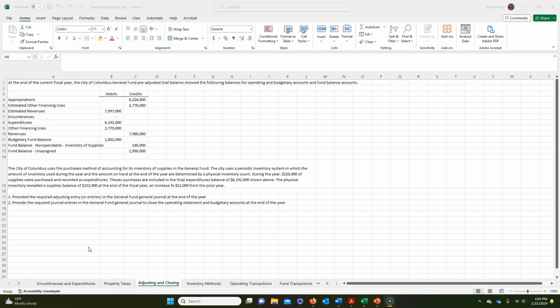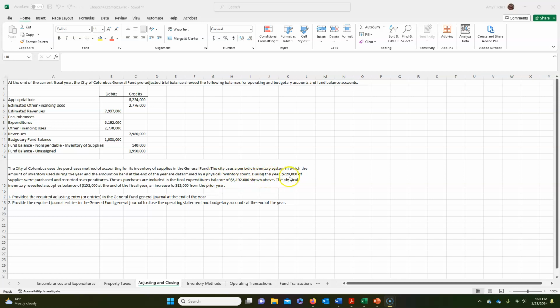So in this video, we're going to prepare adjusting and closing entries for the general fund in comparison to the supplies. So we've got this information where we use the purchases method of accounting for our inventory of supplies in the general fund and a periodic inventory system. So the amount of inventory used during the year and the amount on hand at the end of the year are determined by a physical inventory account.